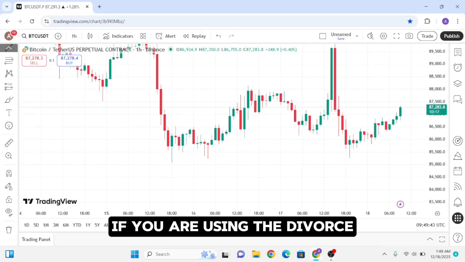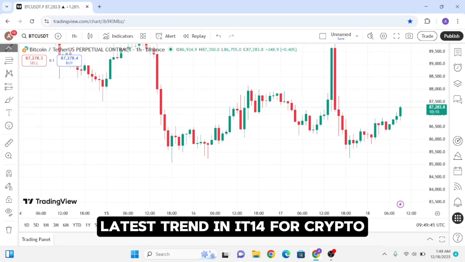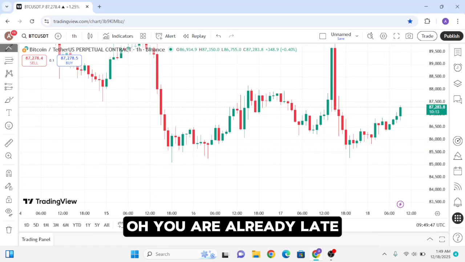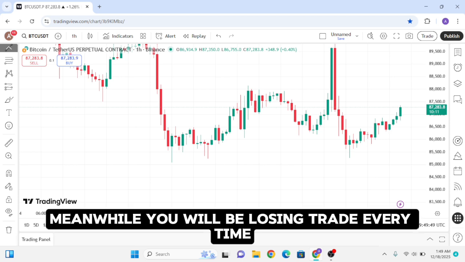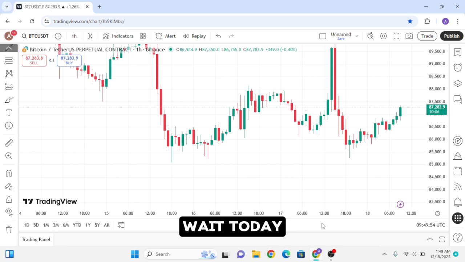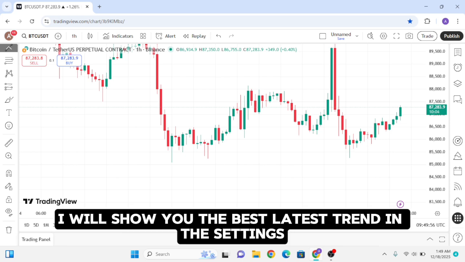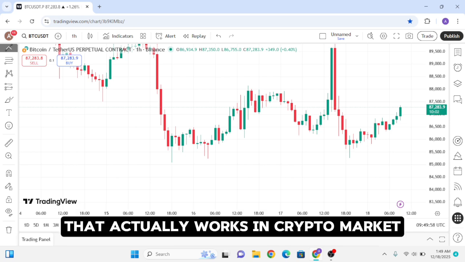If you are using the default Relative Strength Index 14 for crypto, you are already late. Meanwhile, you will be losing trades every time. So wait, today I will show you the best Relative Strength Index settings that actually work in crypto markets.